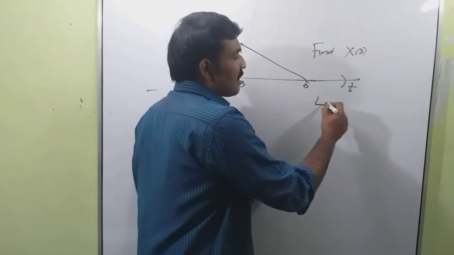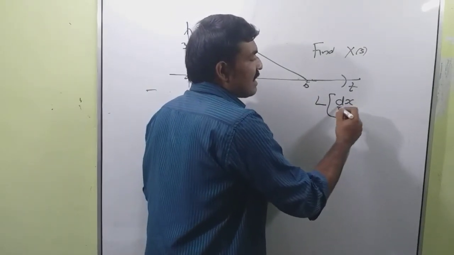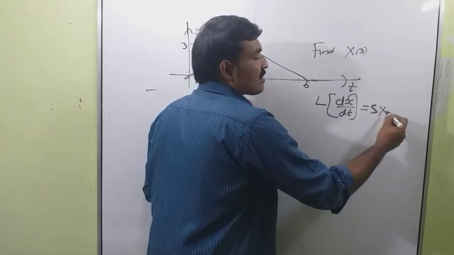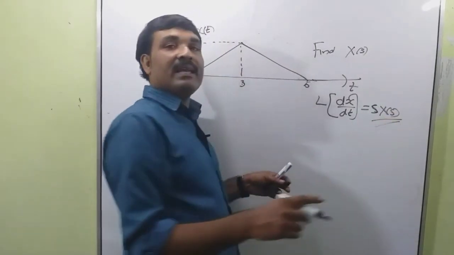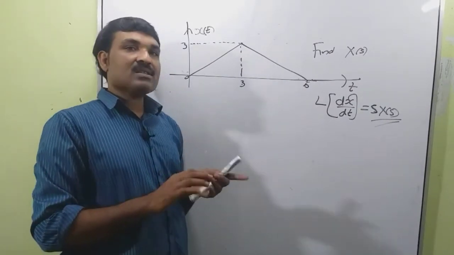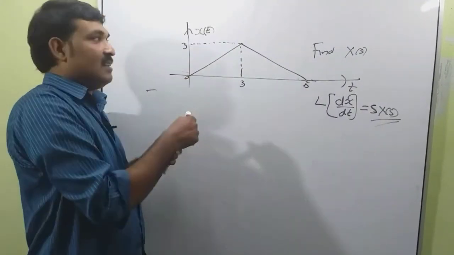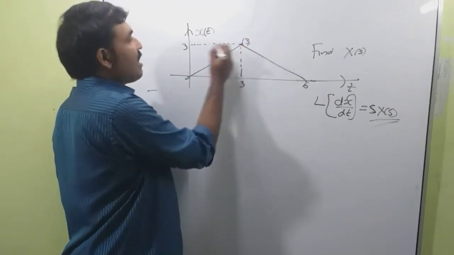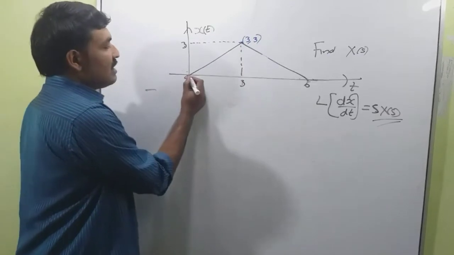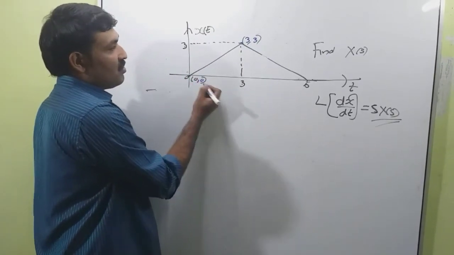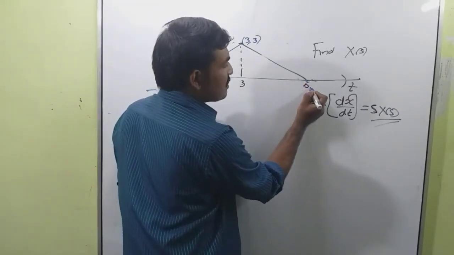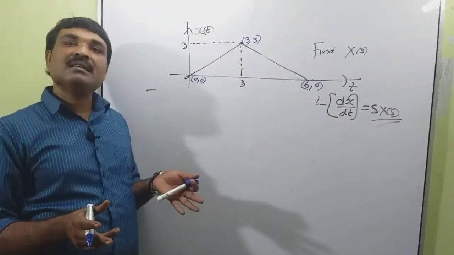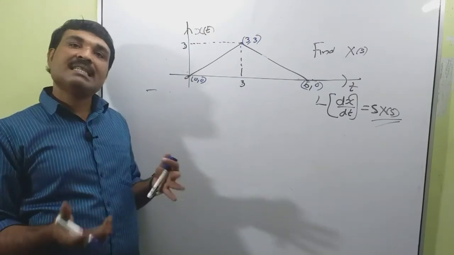We know that the Laplace transform of dx by dt is equal to s times X of s, assuming initial conditions are 0. Now first I am going to differentiate the signal. So this is a point where both x is equal to 3 and y is equal to 3. This is the origin, the point 0, 0. This is the point x is equal to 6 and y is equal to 0. Differentiation means finding the slope, that is y difference by x difference.